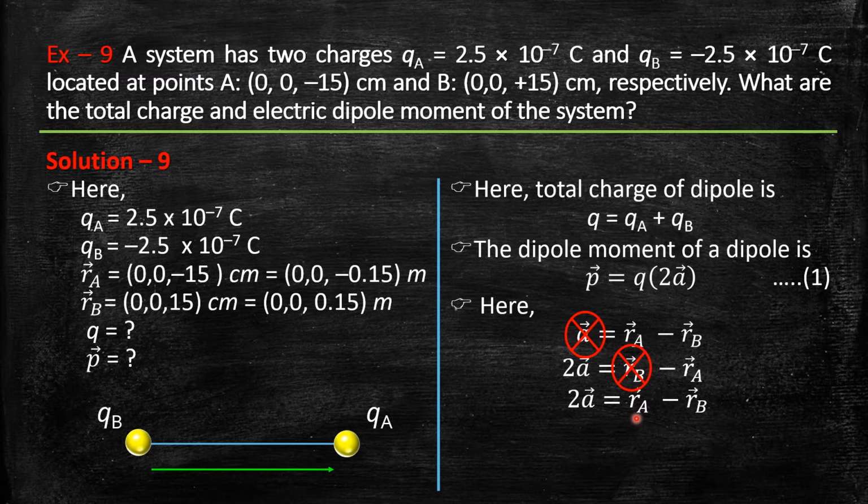Okay, so we have RA and RB here. So substitute in this equation. You will have 2A. Use it in equation 1 to get dipole moment.